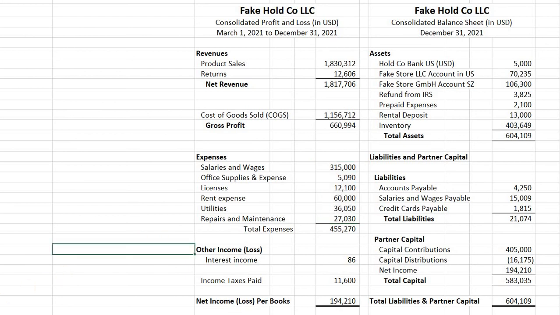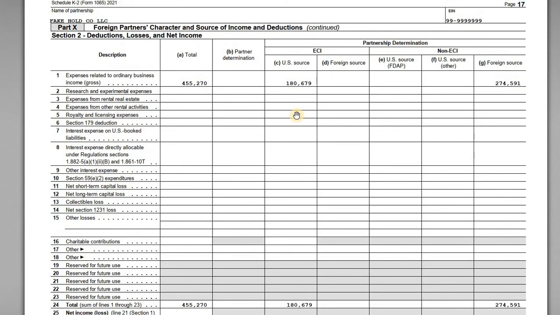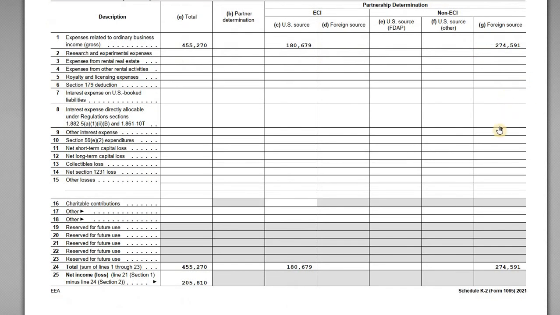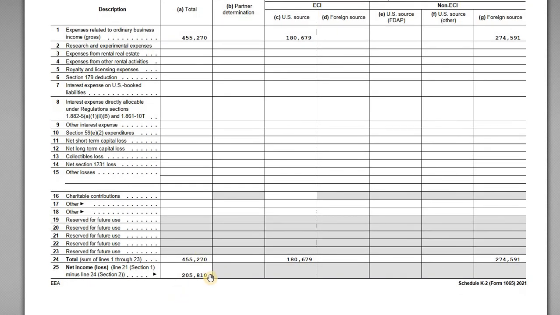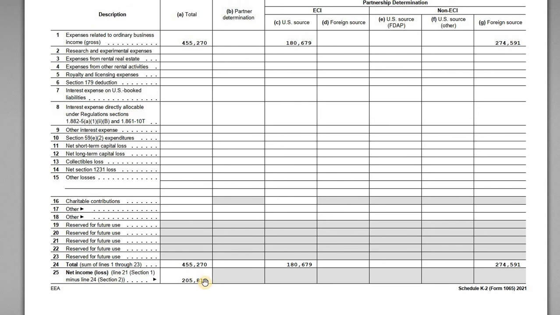But the nice thing, again, the purpose of the K-2 is we get to separate out specifically which expenses are connected with the U.S. source ECI and which expenses follow with the foreign source non-ECI. So that number is the total amount of expenses coming from the Florida LLC profit and loss statement, and this one is coming from the Swiss entity's profit and loss statement, okay? And then when we get to the bottom here, you can see the net income or loss from the ordinary trade or business, 205,810.